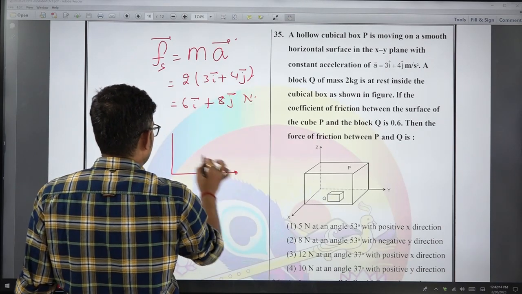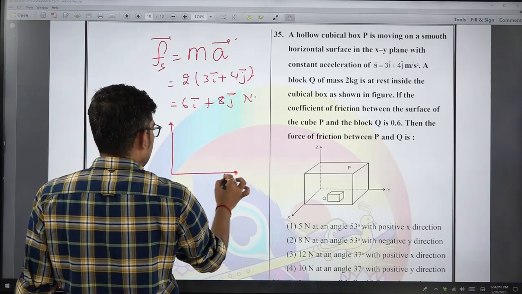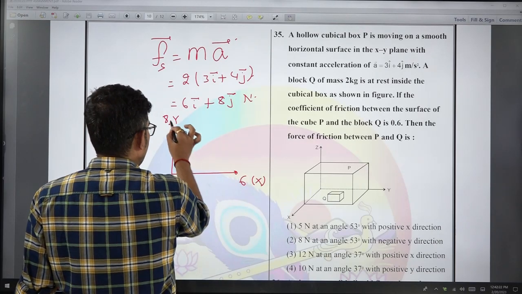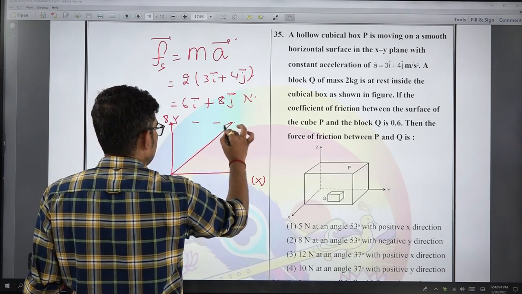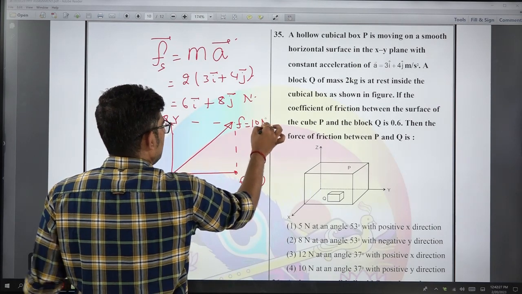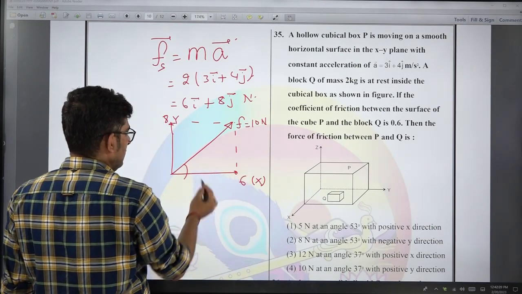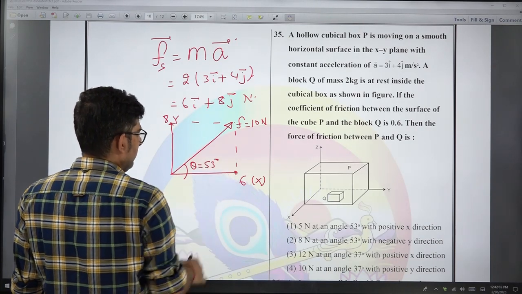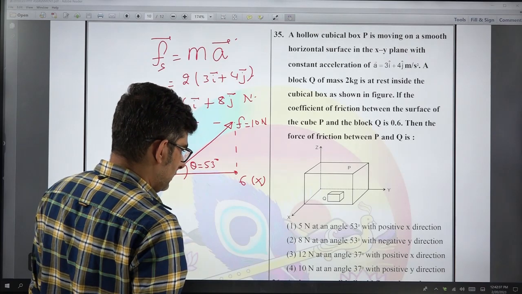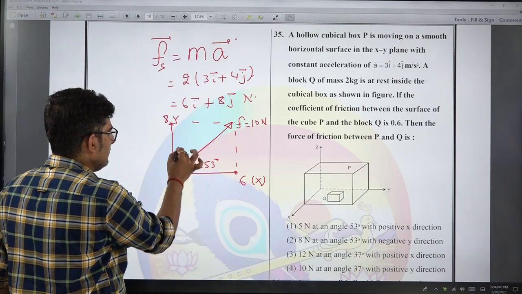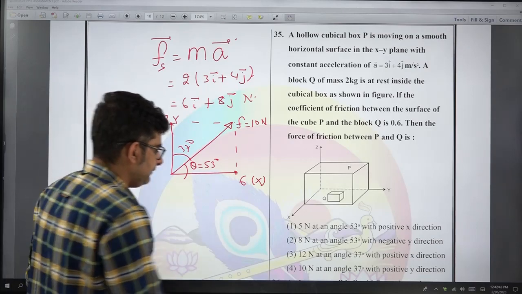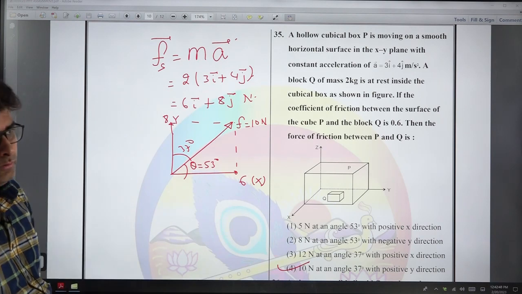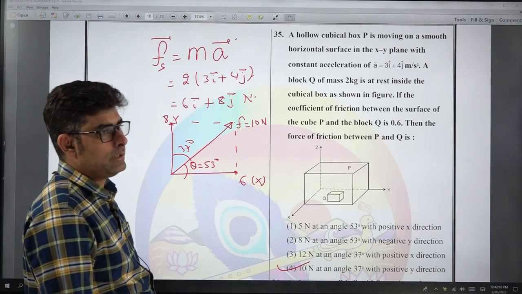So 6 and 8, y axis and x axis. So friction is 10 Newton, and for this value theta, tan is 8 by 6, that is 53. Acha, they are asking with the y direction, so this angle will be 37. Fourth option. Understood? So this static friction is making it move. Clear?